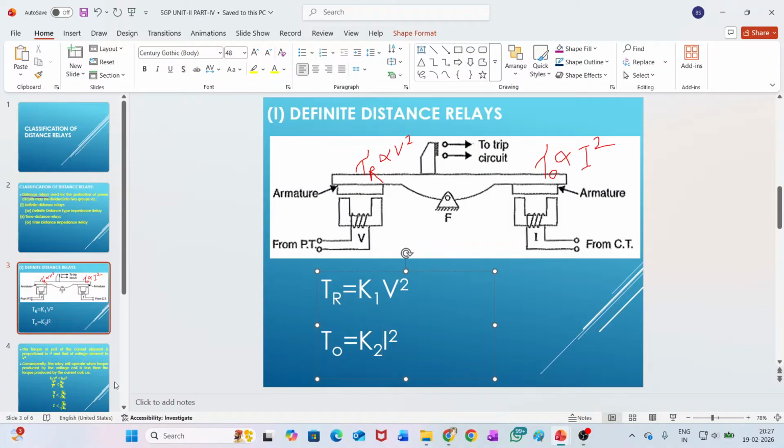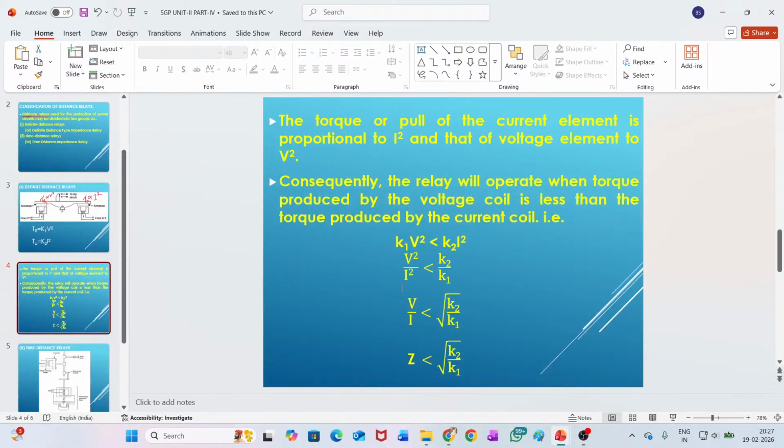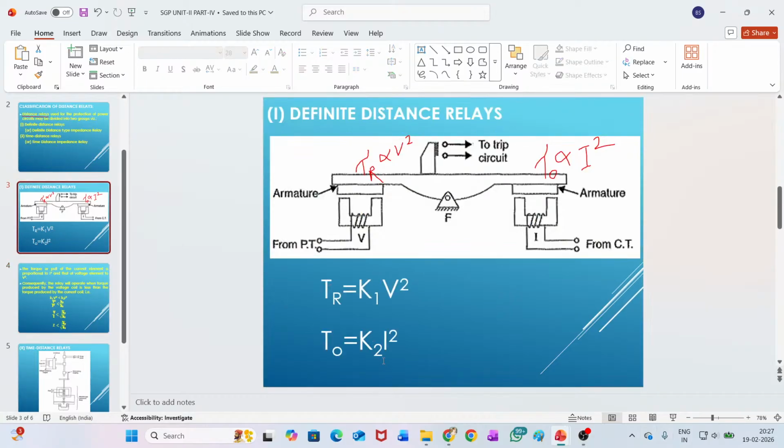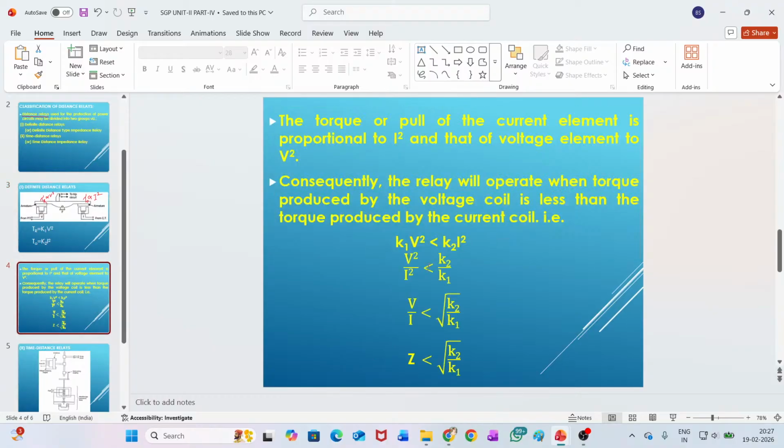So, when the relay is operating, what is happening here in the next slide? If you see here, k1 v square is less than k2 I square. So why is k1 v square less than k2 I square? K1 v square means tau r, k2 I square means tau naught. So when the relay operates, k2 I square will become greater than k1 v square.